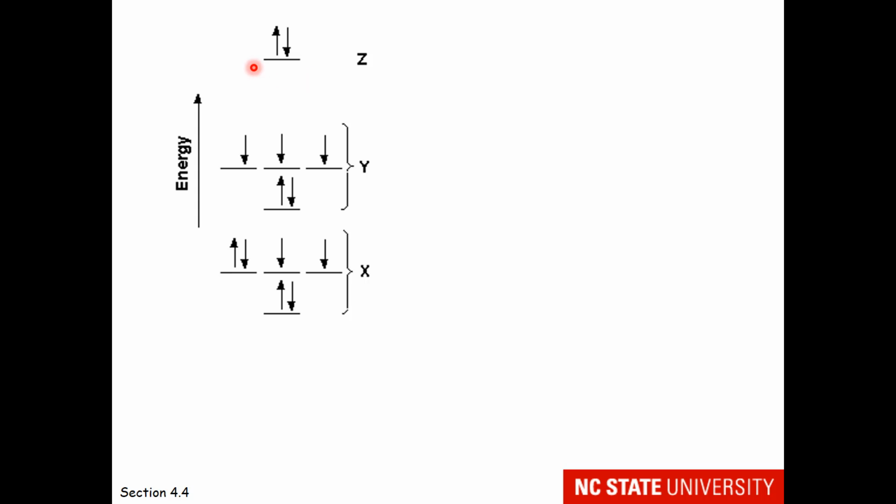Z in its valence orbitals has 2 electrons that are high in energy and far away from the nucleus. For mystery element Y, there are 5 electrons in the valence diagram and 1, 2, 3 vacancies. For mystery element X, there are 6 electrons in the valence diagram and 1, 2 empty spaces.